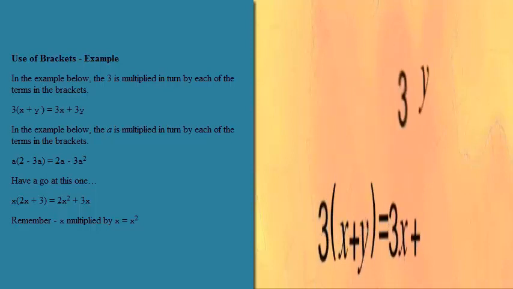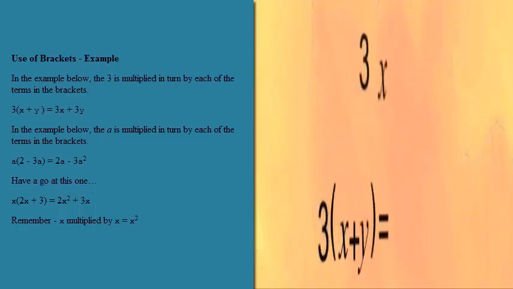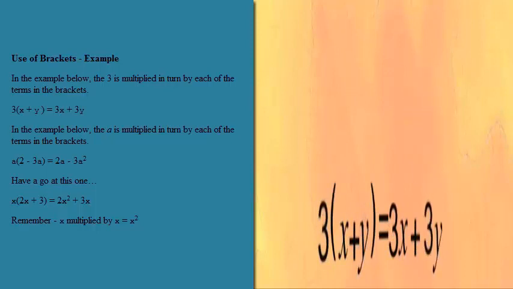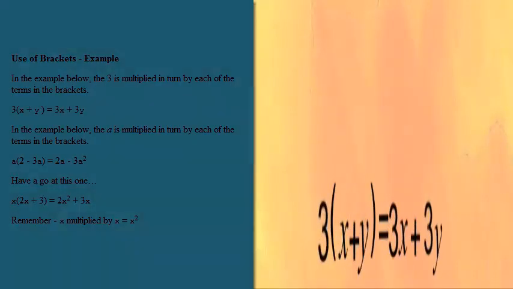In the example below, the a is multiplied in turn by each of the terms in the brackets. a(2 minus 3a) equals 2a minus 3a squared. Have a go at this one. x(2x plus 3) equals 2x squared plus 3x. Remember, x multiplied by x equals x squared.